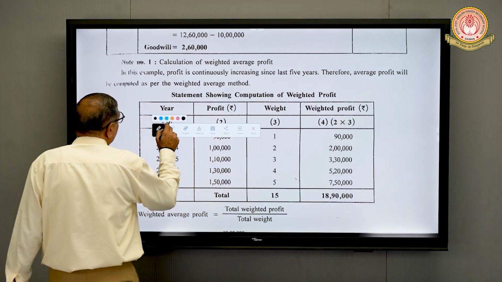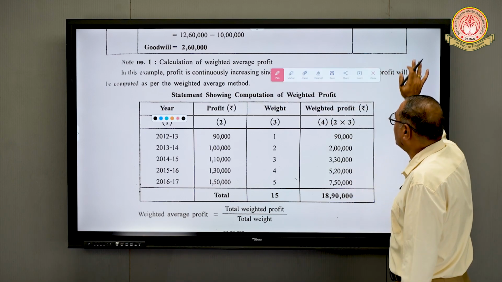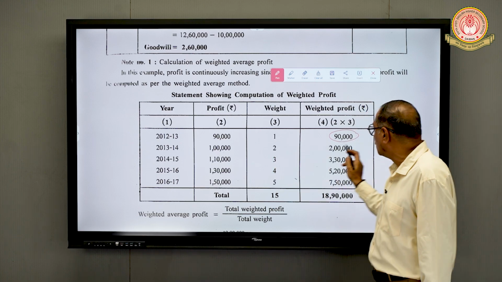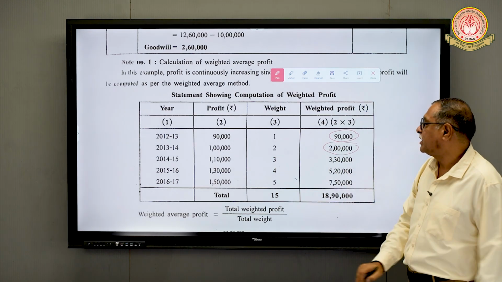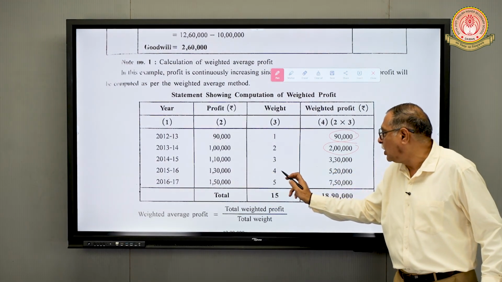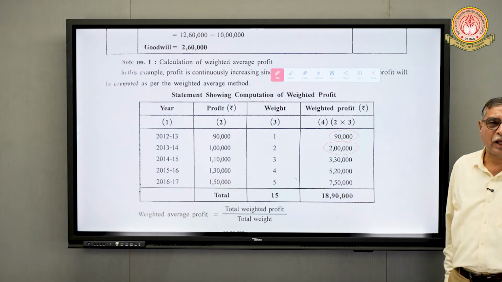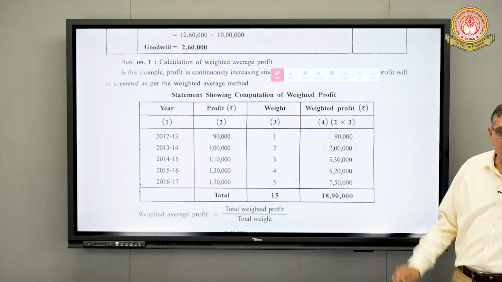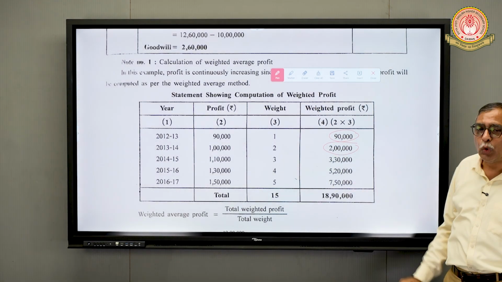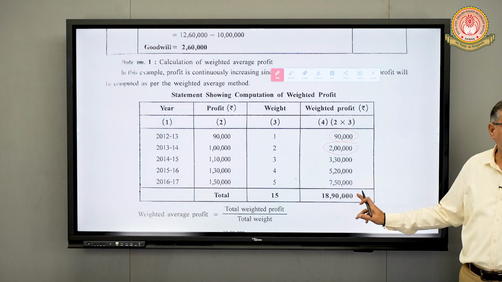1. First year you will get 90,000 into 1. So 90,000 into 1 is 90,000. Then second, 1 lakh into 2, that is 2 lakhs rupees. Same way, 110 into 3, that is 330. Then 130 into 4, 520. 1 lakh 50,000 into 5, 750. And which total do we have to take now? We have seen previously, we will take the weight total and the weighted profit total only. So it is 15 and it is 18 lakh 90,000.